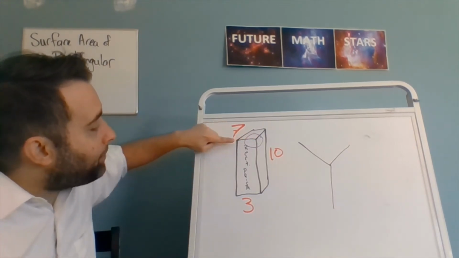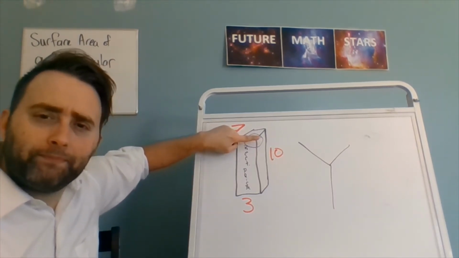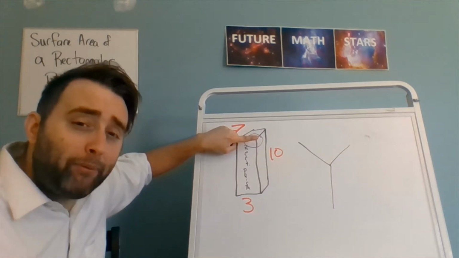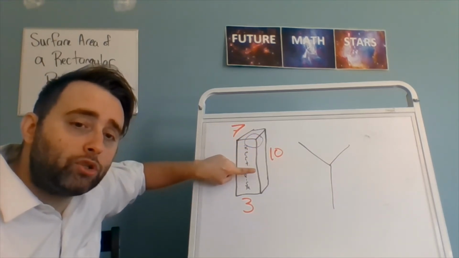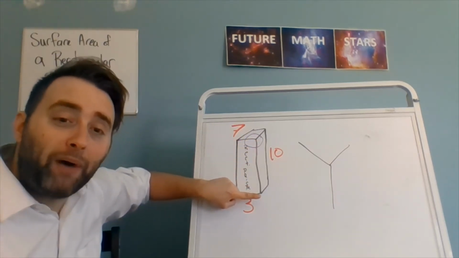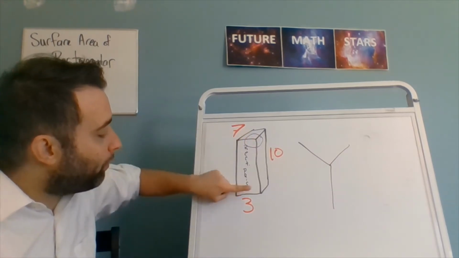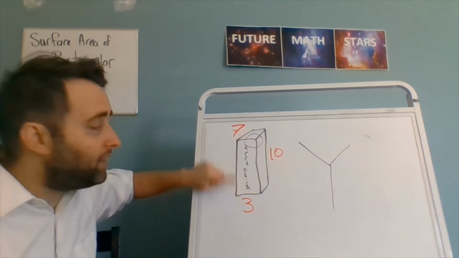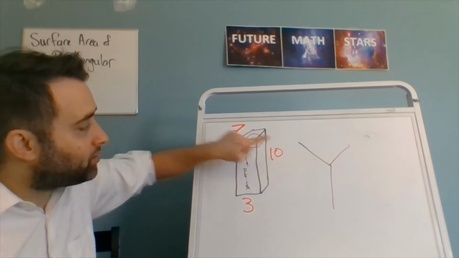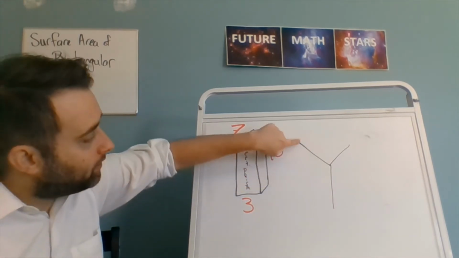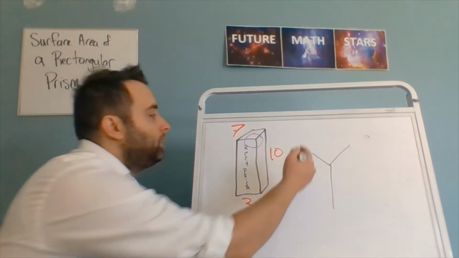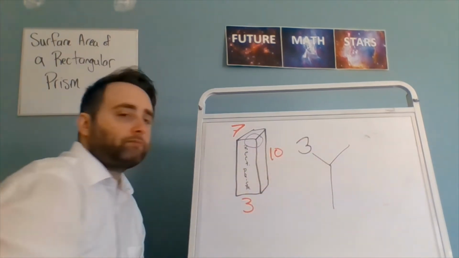Now, the top of my rectangle. There is no measurement, but the top of my rectangle is going to match the bottom of my rectangle. The top will match the bottom. And if the bottom is 3, then the top is 3. And if the top is 3, this line, let's shorten it up some, is 3.